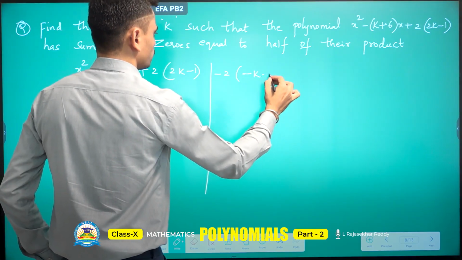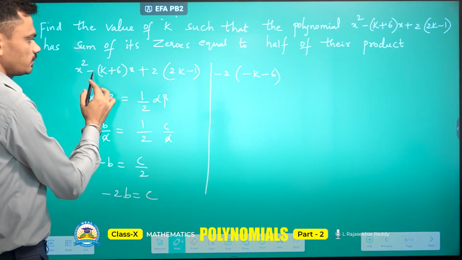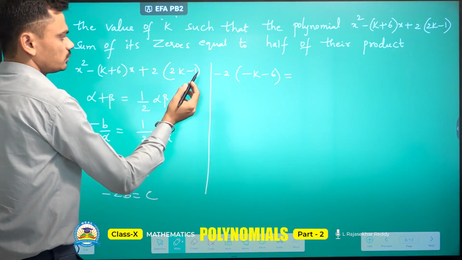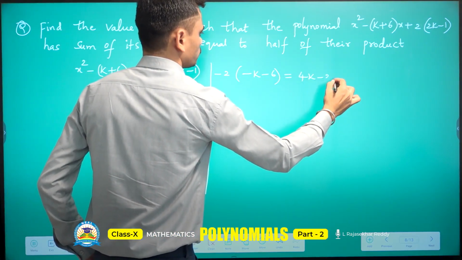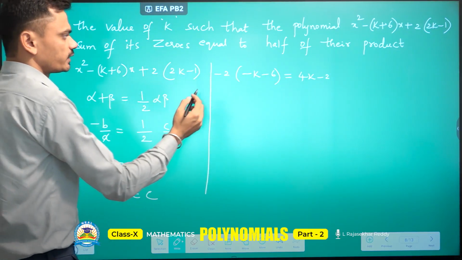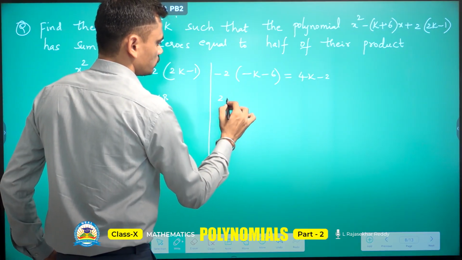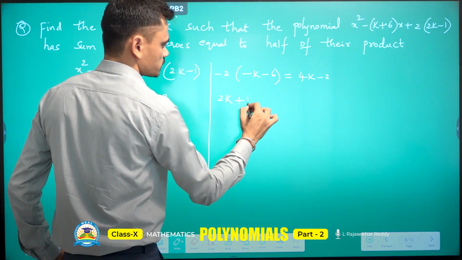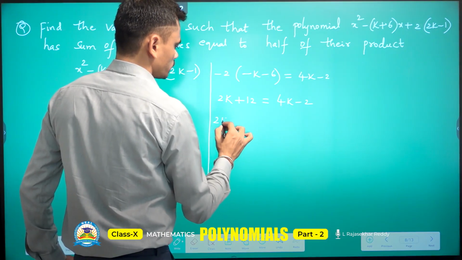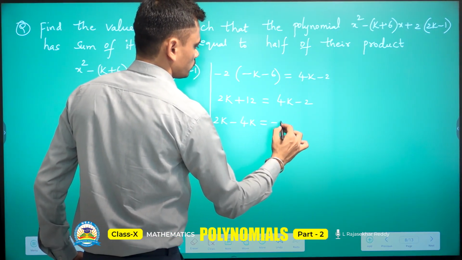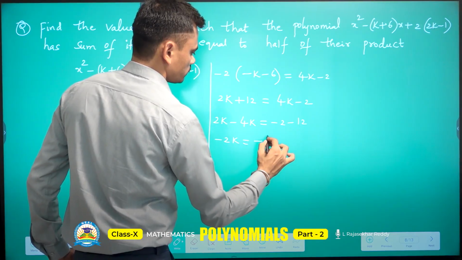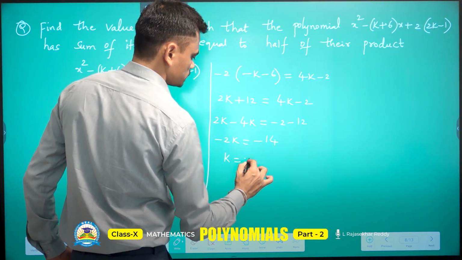So you can take minus k minus 6, minus k minus 6 equal to c 2 into 2k plus 1. So 4k minus 2. 2 into 2k is 4k, 2 into minus 1 is minus 2. Simplify it. Minus 2 into minus k is 2k, minus 2 into minus 6 is plus 12, equal to 4k minus 2. 2k minus 4k equal to minus 2 minus 12. Minus 2k is equal to minus 14, then k equal to 7.